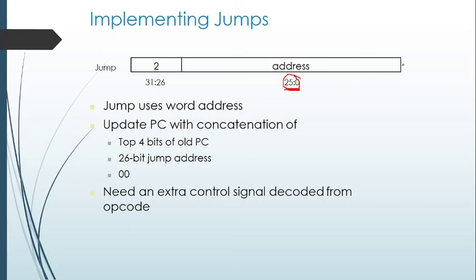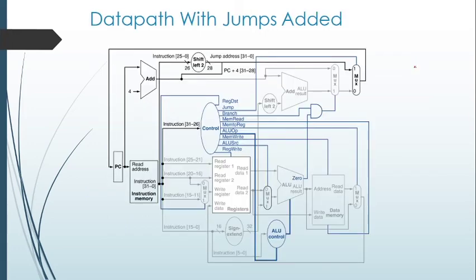The remaining 6 bits: we can have 2 zeros on the right, because we always have 2 zeros on the right, and the remaining 4 bits come from the top 4 bits of the old PC. The most significant 4 bits of the current program counter value are used. Then 26 bits come from this address field, and the last 2 bits, which are always 0, are used. They just concatenate these 3 together and make the 32-bit address.